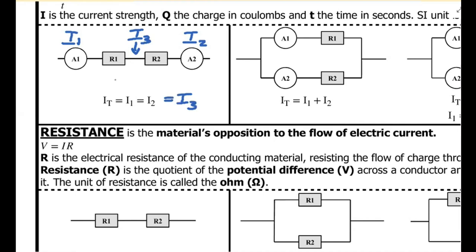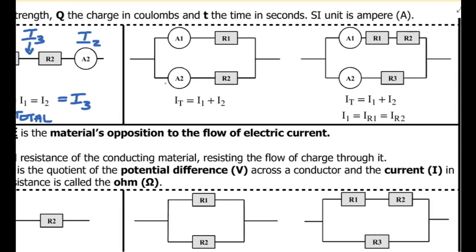So when they're talking about IT, IT is essentially your total current in your circuit. In a series circuit it is equal at all the points. And as we're leaning towards getting to internal resistance, remember that that is the current that's also passing through your battery or your cell.